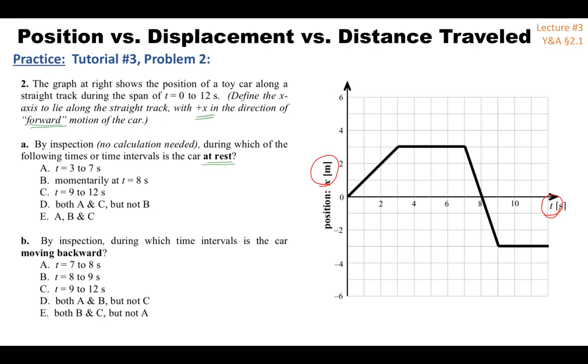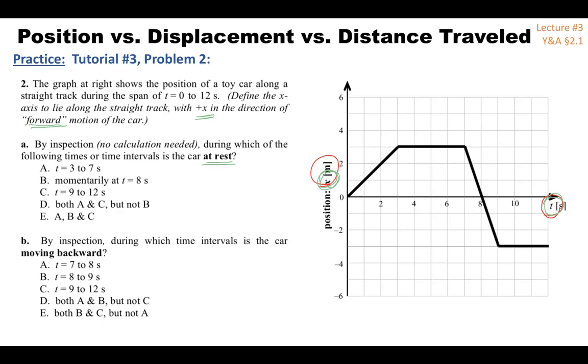Okay, all right. So if the car is at rest continuously over some period of time, then what should its value of its position do as time passes? What would we expect its position to do? Well, if it's at rest, its position should be steady, constant, and unchanging as some amount of time passes, right?